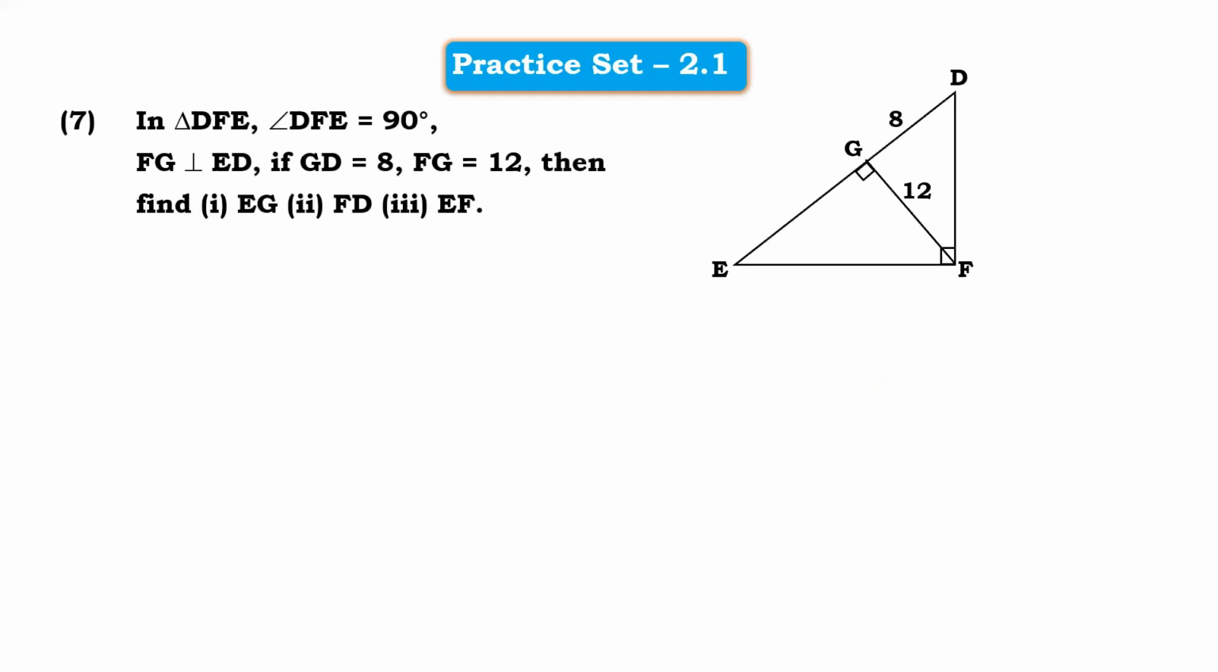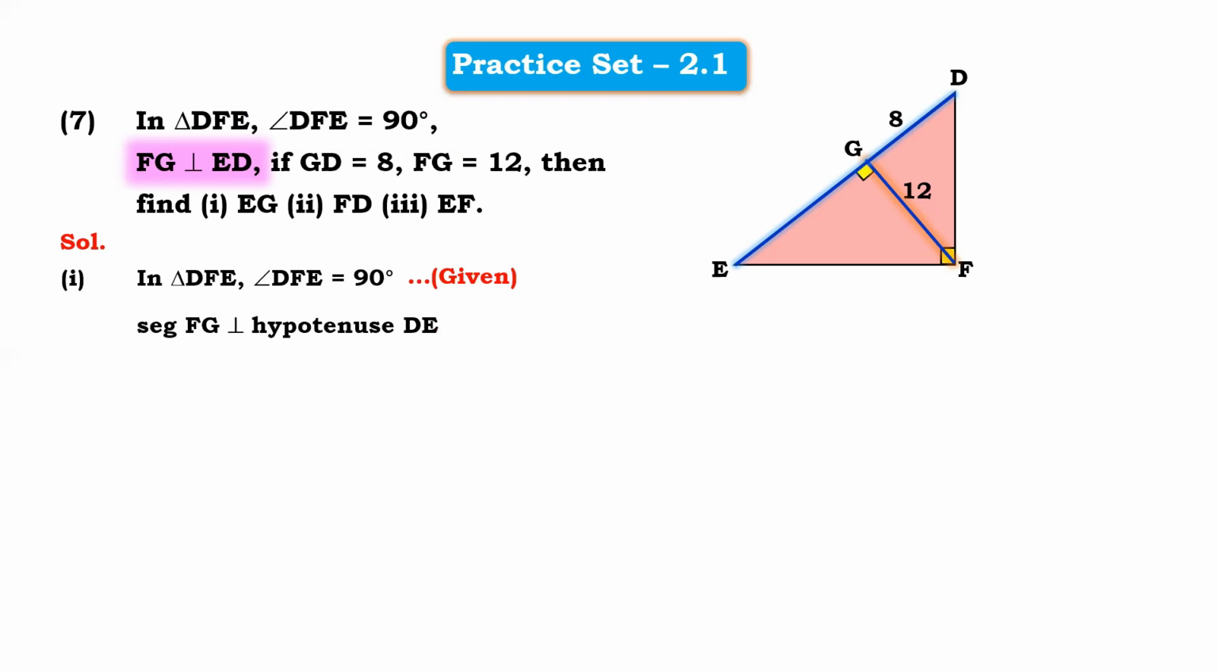So we are starting with practice set 2.1, sum number 7. In triangle DFE, you can clearly see in the figure, angle F is given 90 degrees. So we know that in triangle DFE, angle DFE is 90 degrees. This is the given information, right? Further, it is given that segment FG is perpendicular to hypotenuse ED. So here, ED is the hypotenuse and segment FG is perpendicular to hypotenuse ED. This information is also given to us.